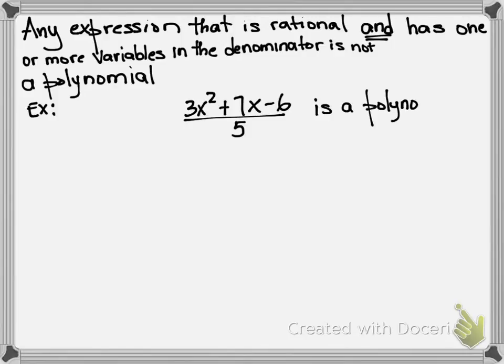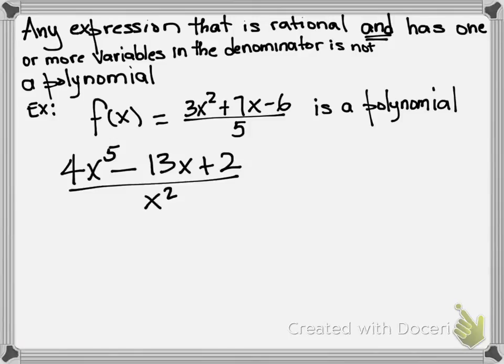Consider 3x squared plus 7x minus 6 all over 5. That is a polynomial. The reason is, if you look at the denominator, there is no variable there. All right? There's no x in the denominator. Hence, it is a polynomial.